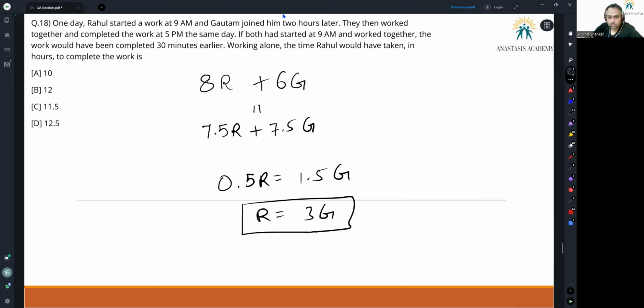So this 6 hours of Gautam can be replaced by 2 hours of Rahul, or the total work can be accomplished by Rahul in 10 hours. Working alone, the time Rahul would have taken to complete the work is 10 hours. Okay.